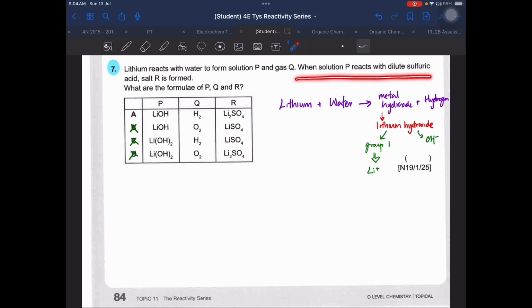When solution P reacts with dilute sulfuric acid, solution P is this lithium hydroxide. So moving on, lithium hydroxide reacting with sulfuric acid.